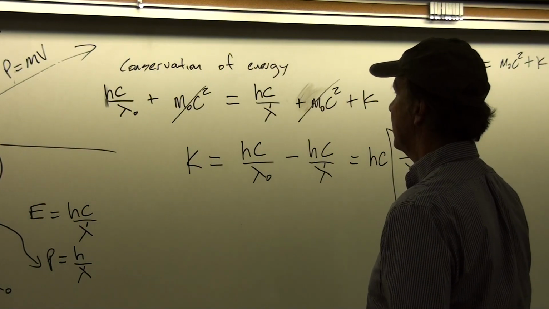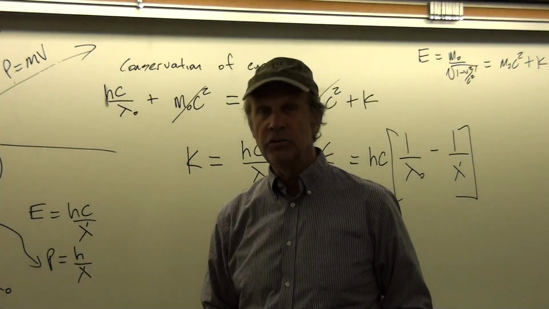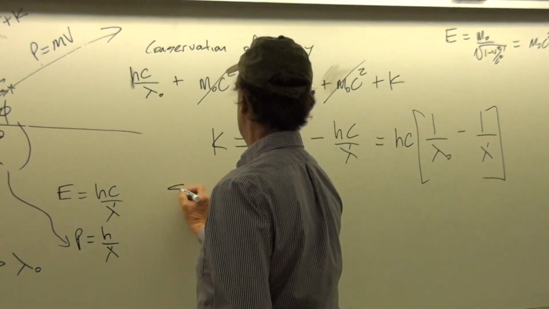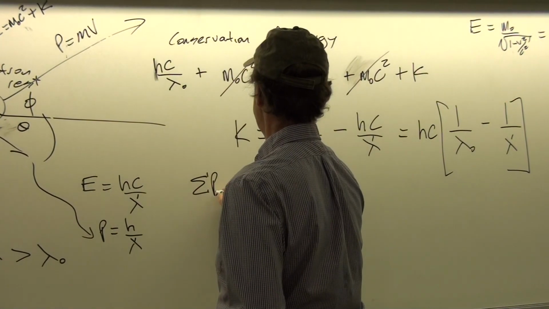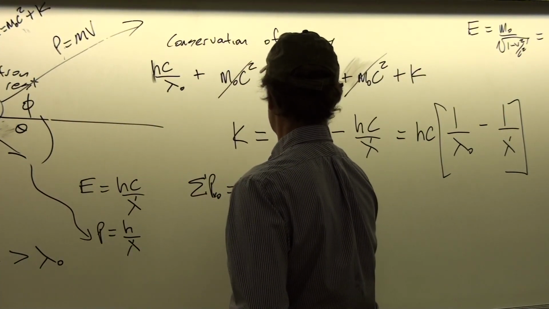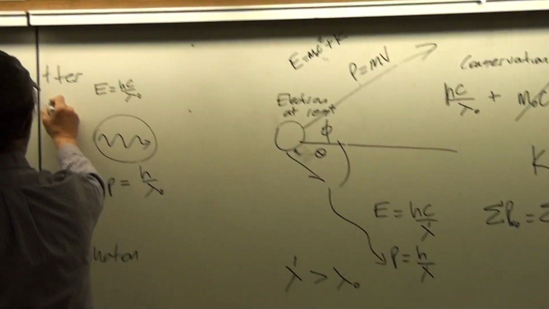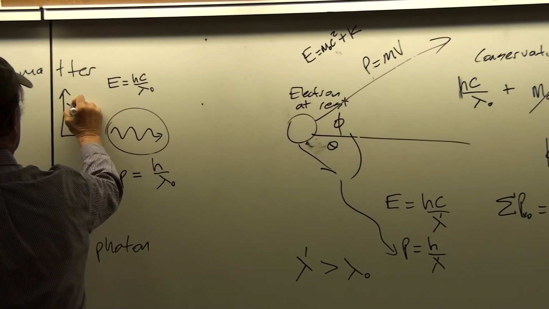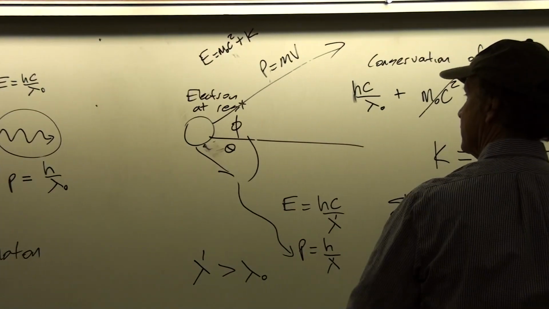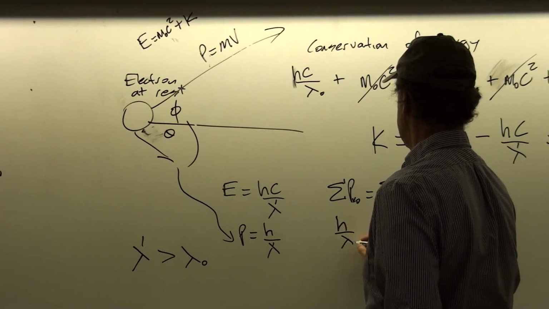Okay, so that's our kinetic energy, but we also have conservation of momentum, and we've got two different equations for conservation of momentum. The sum of the x momenta before equals the sum of the x momenta after the collision. So if we define our xy axis like this, then before the collision, all we've got is h over lambda naught.